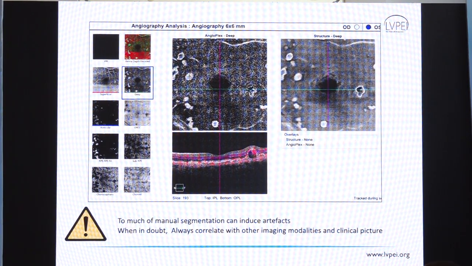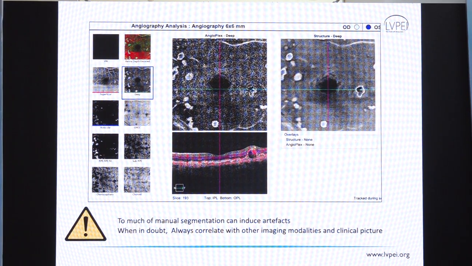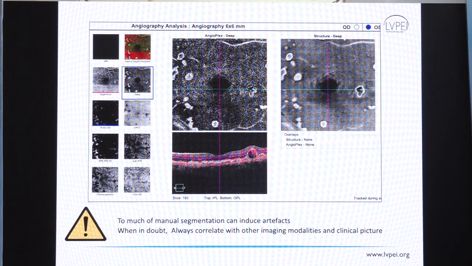Similarly, in the other eye, where actually this polyp is there, which is visible as a high flow signal under a PED and a network here. Last word of caution, too much manual segmentation can also introduce artifacts. You may be over-diagnosing things also, so just be careful. Don't start too much of it also.